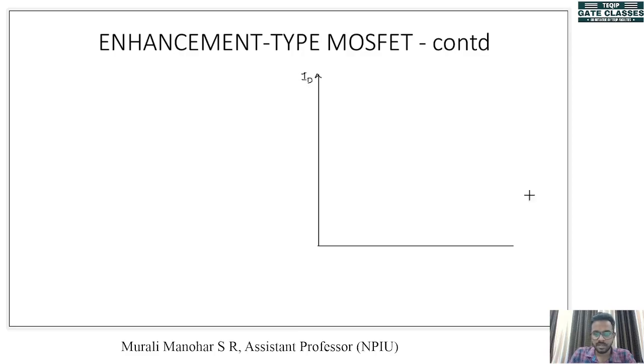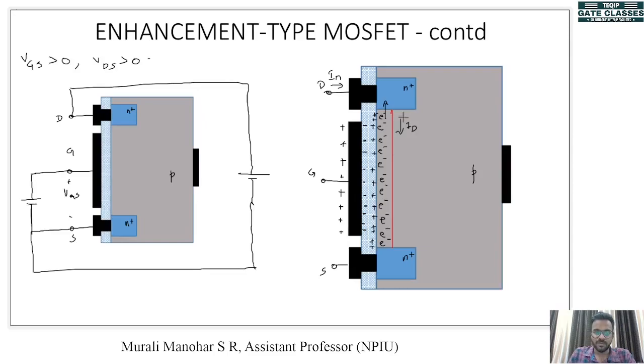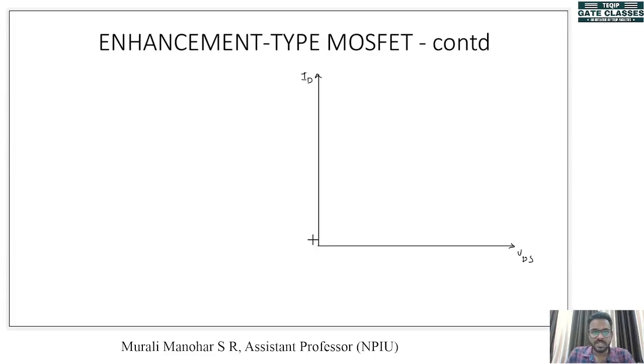This is ID versus VDS for constant VGS. Now for this channel to be formed, VGS has to cross a threshold value. So only if VGS is greater than a threshold value will this channel be formed. At VGS equal to 0, we don't have a channel. From VGS equal to 0 to VGS less than VT, where VT is the threshold voltage, the current is going to be 0. So this is for VGS less than VT.